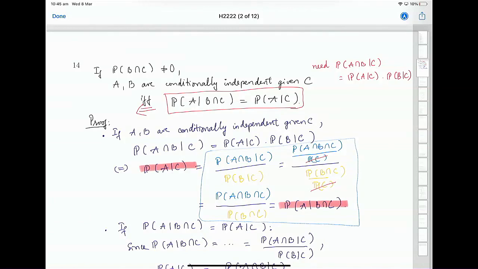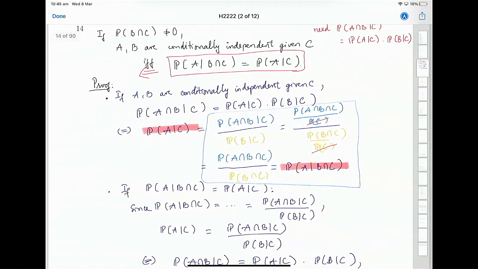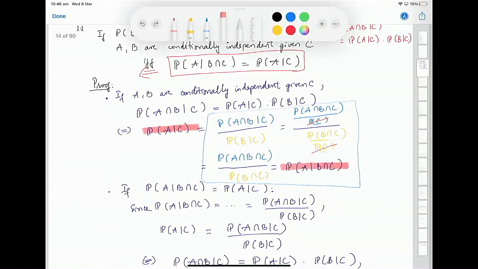All of the arguments in the blue box. So then, to prove the inverse direction, I can say that since I have probability of A given B intersect C here equals to this one, equal to this one, right?